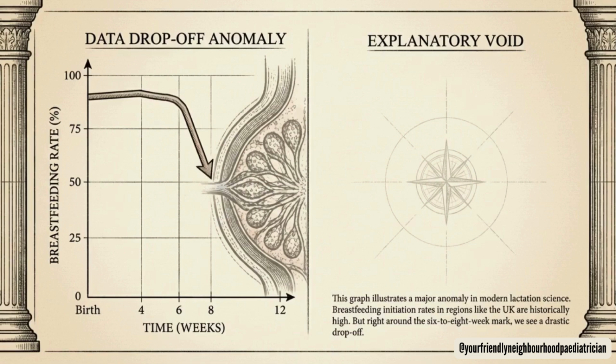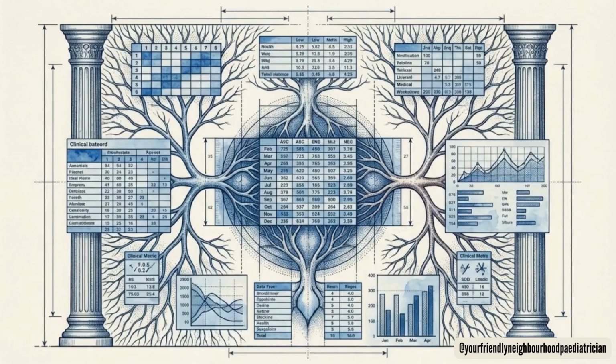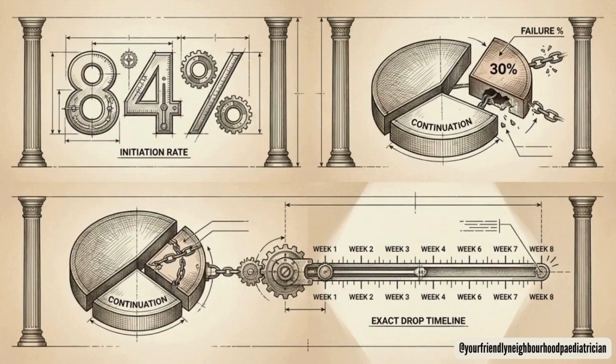This graph illustrates a major anomaly in modern lactation science. Breastfeeding initiation rates in regions like the UK are historically high, but right around the 6 to 8 week mark, we see a drastic drop-off. Quantitative research is perfectly designed to measure the what of this phenomenon. It gives us the specific metrics, the failure percentages, and the exact drop timelines.